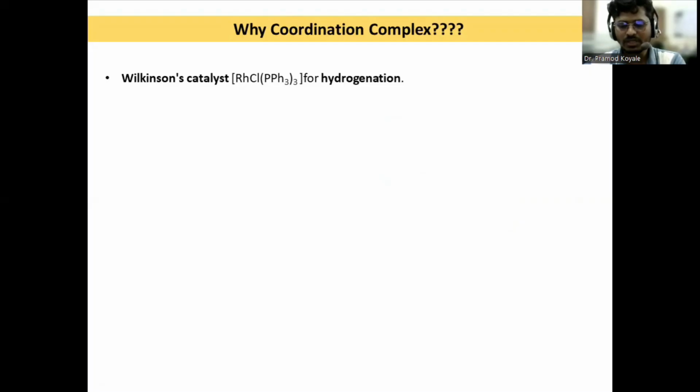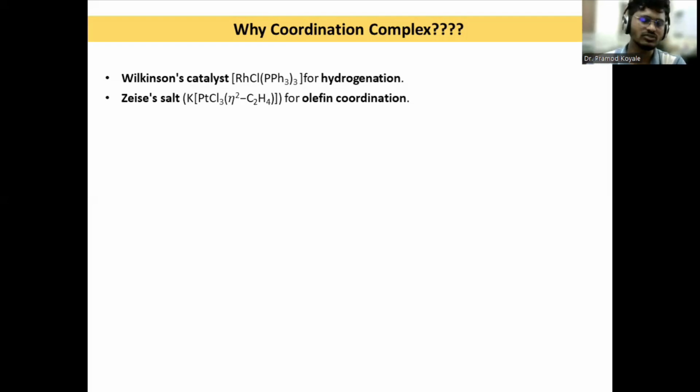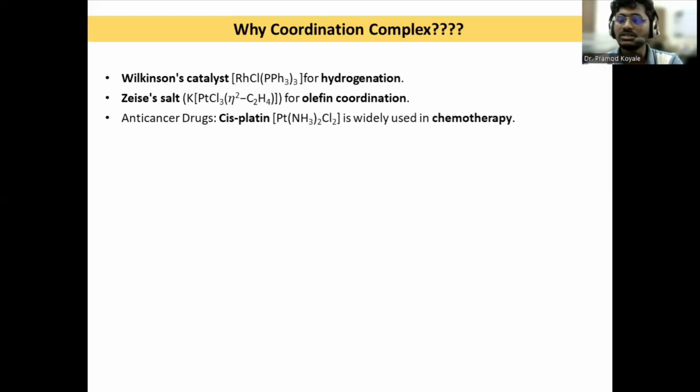So now currently we have the emerging areas of energy, medicinal, environmental science, material science, okay. And in every aspect currently, these are the complexes which are important due to their variety of physical and chemical properties. So in concern with the hydrogenation reaction, we have the Wilkinson catalyst, which is important and acts as a catalyst, okay. Then we have the G-salt for the olefin coordination. Then we have cisplatin, which is widely used in chemotherapy, that is an anti-cancer drug.